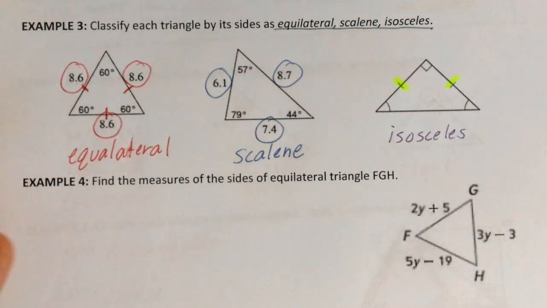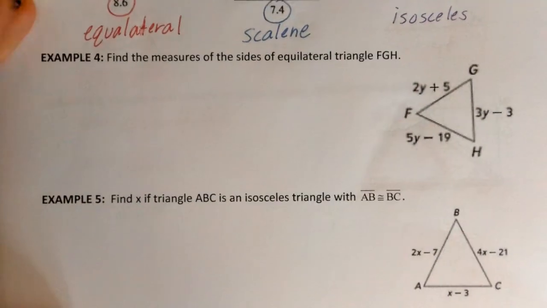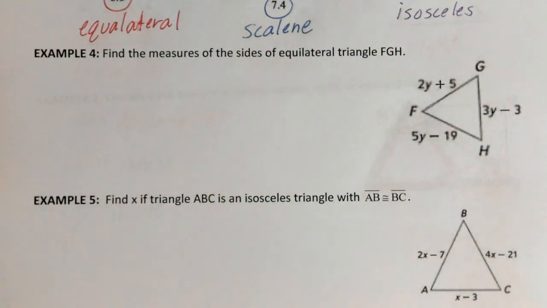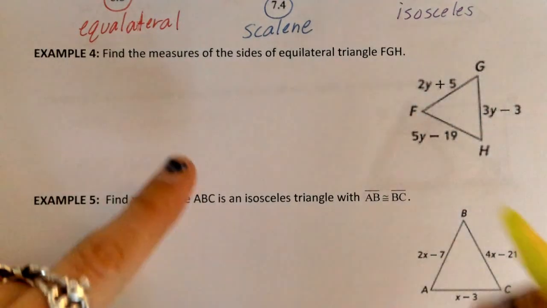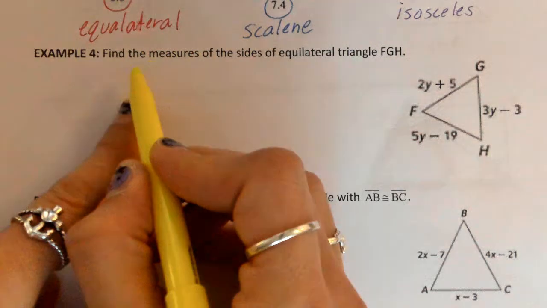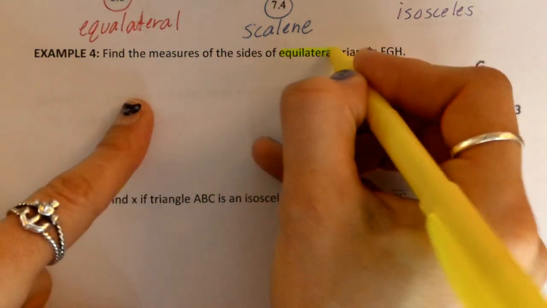These are going to be vocabulary words that you need to know for this unit. Get out flashcards or whatever to make sure you know classifying by angles and classifying by sides and what the names are. So let's look at actually pulling this into some math here. Example number 4 says, find the measure of the sides of the equilateral triangle.